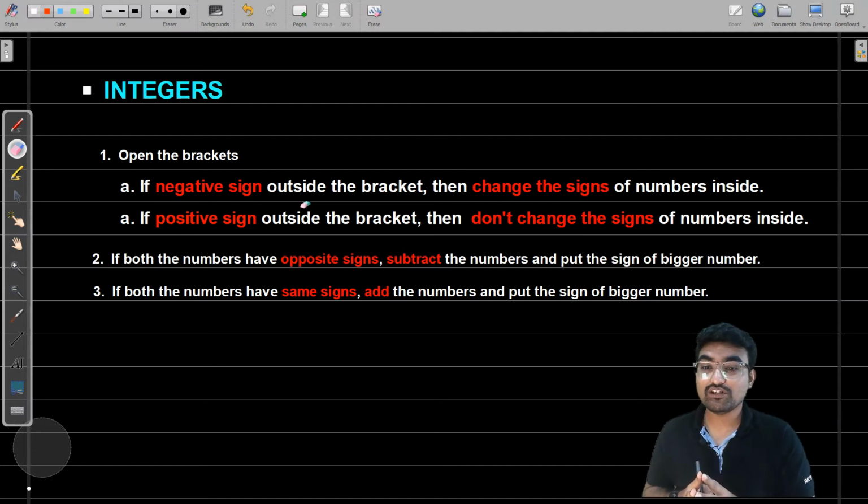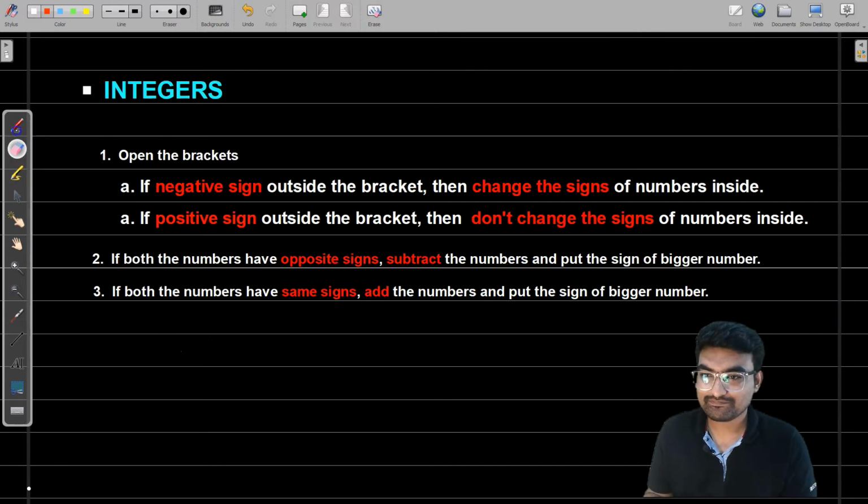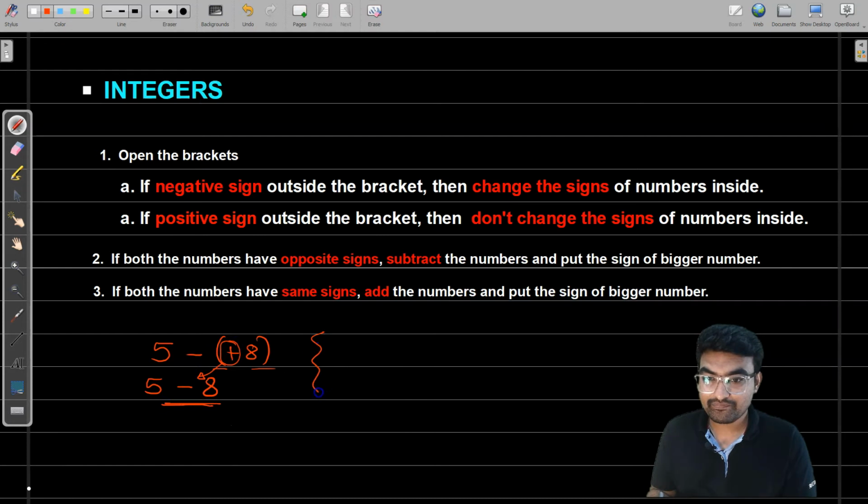The first rule is open the brackets. If negative sign outside the bracket, then change the signs of number inside. Let's do that with an example. Suppose I have written 5 minus plus 8. So what I have to do when I am opening the brackets, just change the signs of the numbers inside, right? It was plus before, so after changing the sign it becomes minus 8, correct?